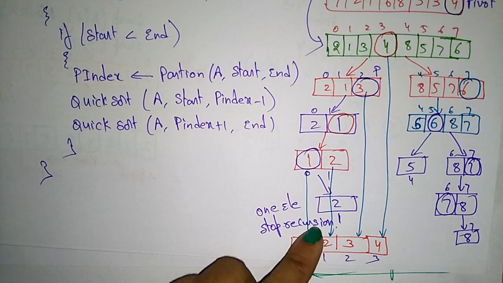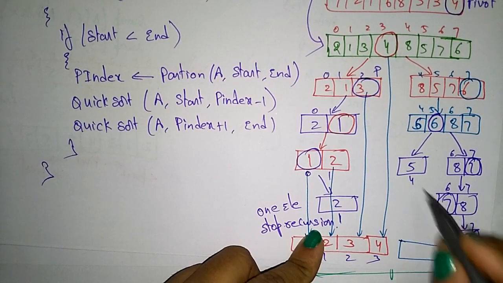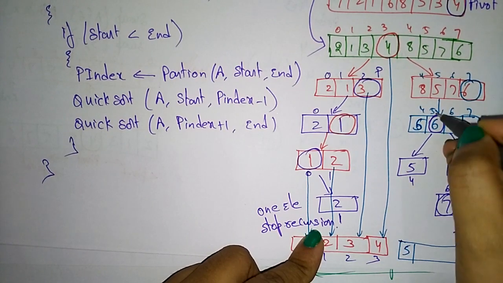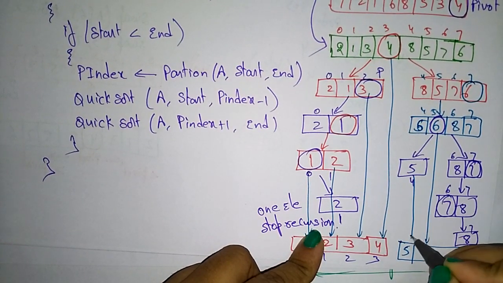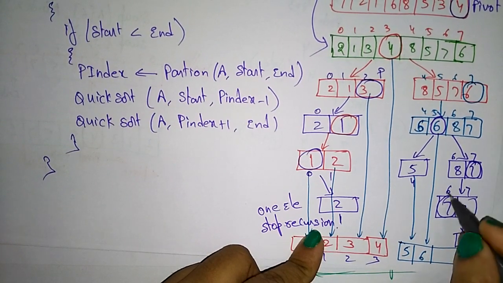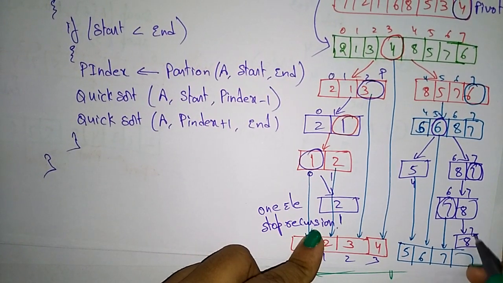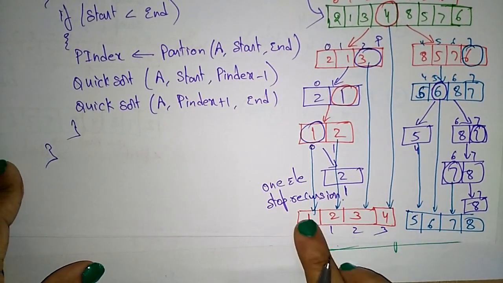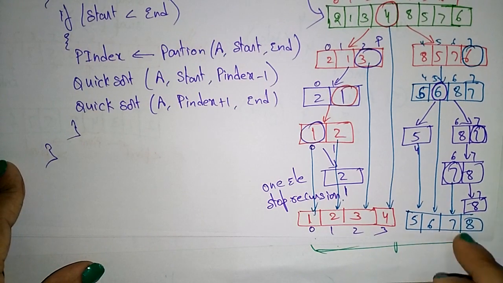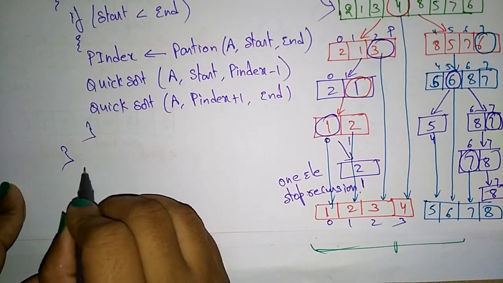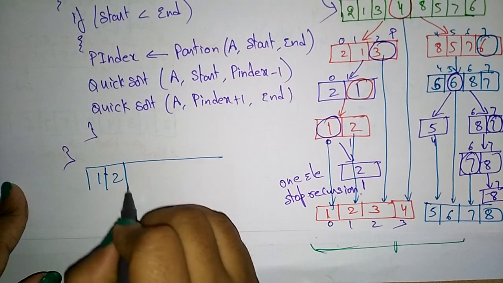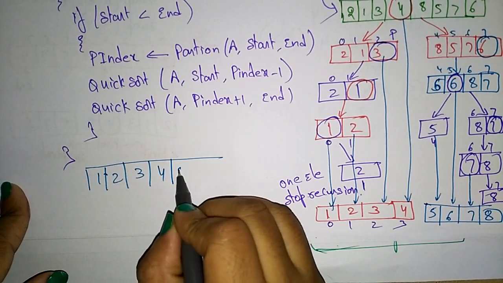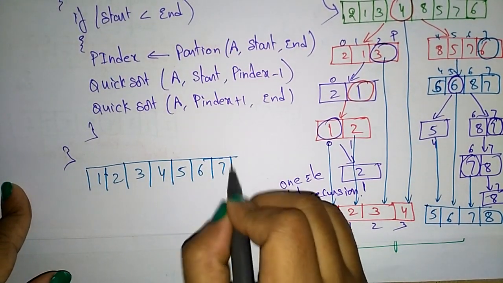So now you get the final array. Index 4 has the 5th element, index 5 has 6, index 6 has 7, and index 7 has the 8th element. So now the array is sorted: 1, 2, 3, 4, 5, 6, 7, 8. Merge this array: 1, 2, 3, 4, 5, 6, 7, 8.